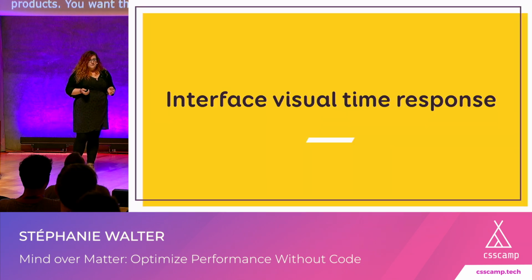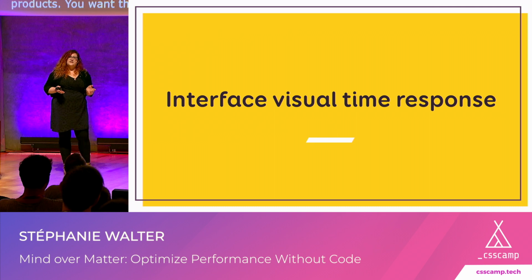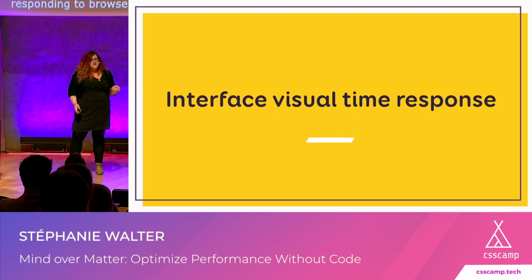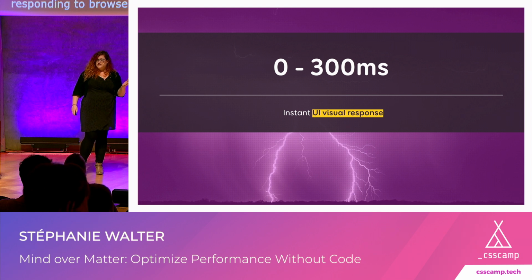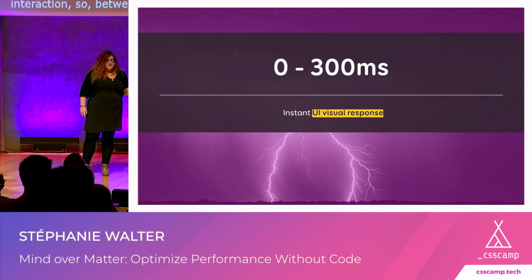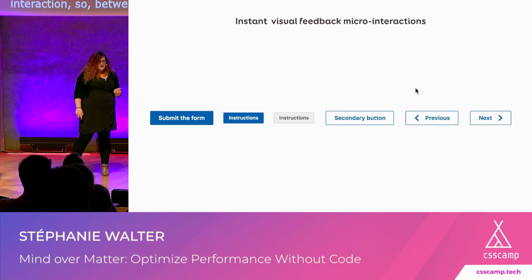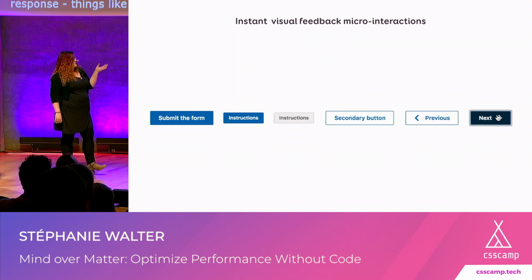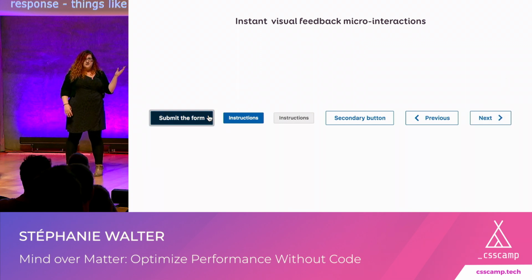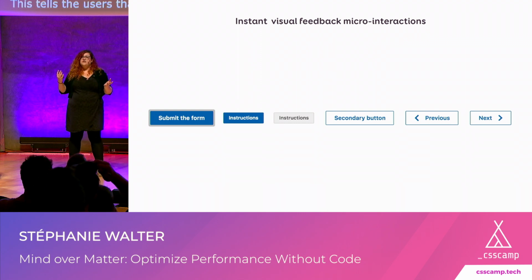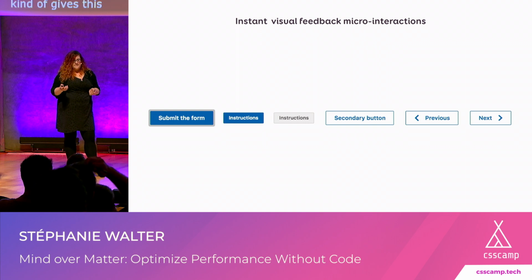The first thing we can do is actually build responsive interfaces. And when I'm saying responsive, I'm not saying responding to browser size and mobile optimization, but really responsive to user interaction. So between 0 and 300 milliseconds, what we need to have is instant visual response. Things like that. Micro-interactions. This tells the users that their action was triggered and they can expect something. It kind of gives this impression of fluidity into your app and your websites.